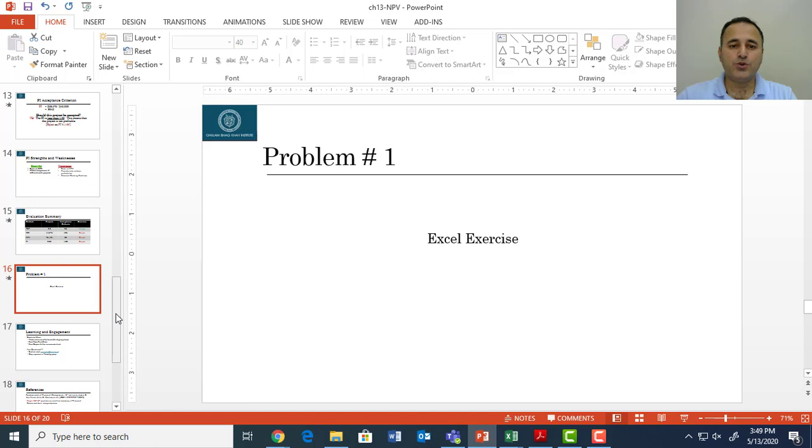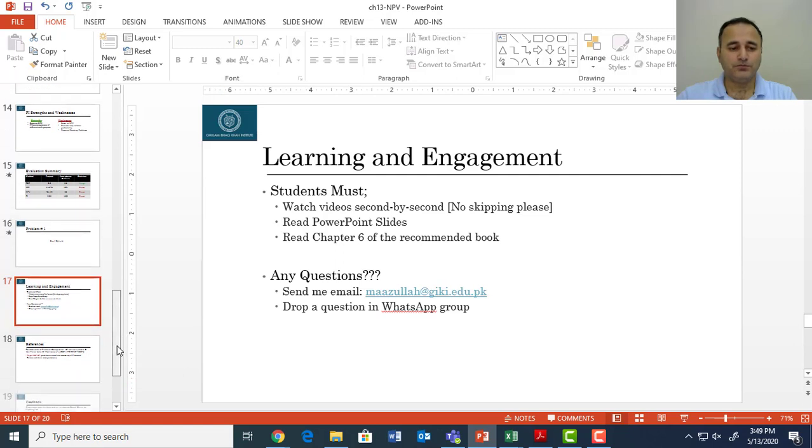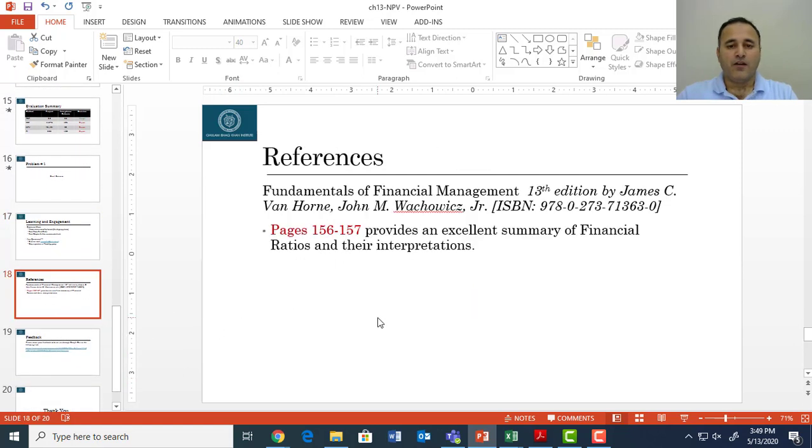I encourage you to do some exercises at the end of the chapter, and if you are facing any problem, please contact me through my email or drop me your question through the WhatsApp group. We are using the same book, Fundamentals of Financial Management, and we are in chapter number 13 right now.